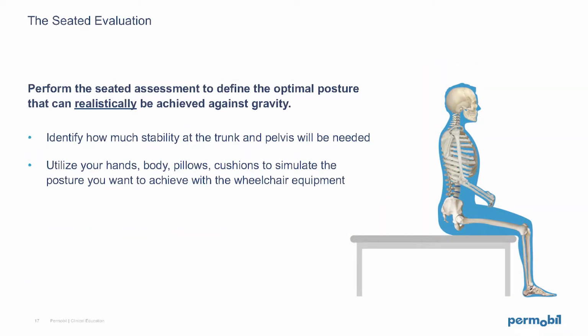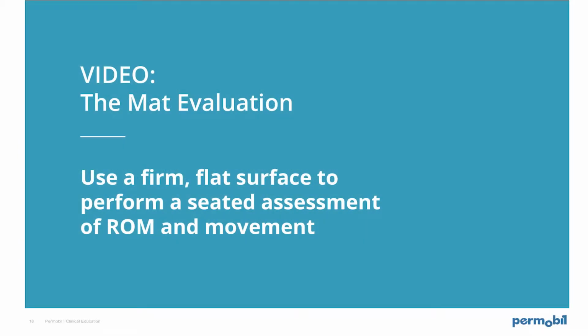So keeping with that realistic theme, perform the seated assessment to define the optimal posture that can be realistically achieved against gravity. With the seated evaluation, you really want to identify how much stability at the trunk and the pelvis is needed. And then you can start using your hands and your body and pillows and cushions to simulate what they can tolerate and what you will be able to achieve in the wheelchair with the equipment. So now I'm going to place a video that's going to act as a lab for you to show an example of a very good seated mat evaluation.